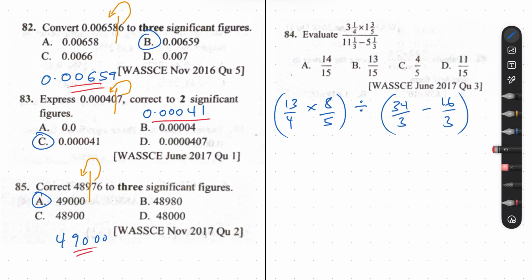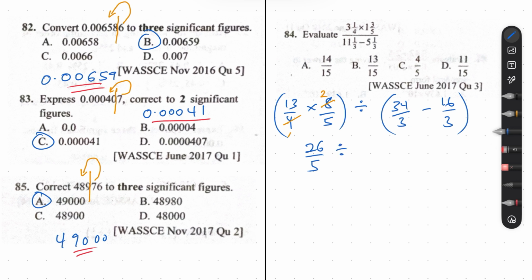Okay, so now we know 4 goes into 8 how many times? Twice. So finally here will become 26 over 5. Okay, 26 over 5, because we multiply 13 by 2 and then 1 by 5. So we have 13 by 2 is 26, 1 by 5 is 5. Okay, then we have our division sign.